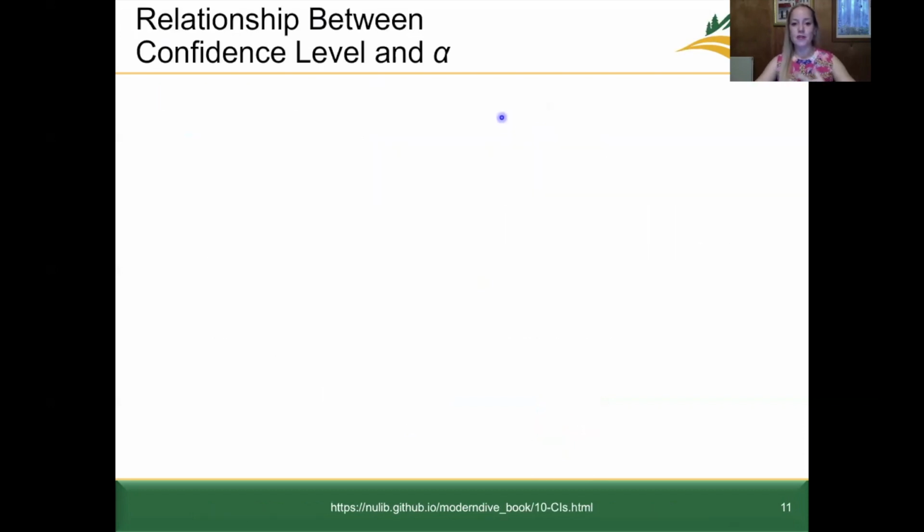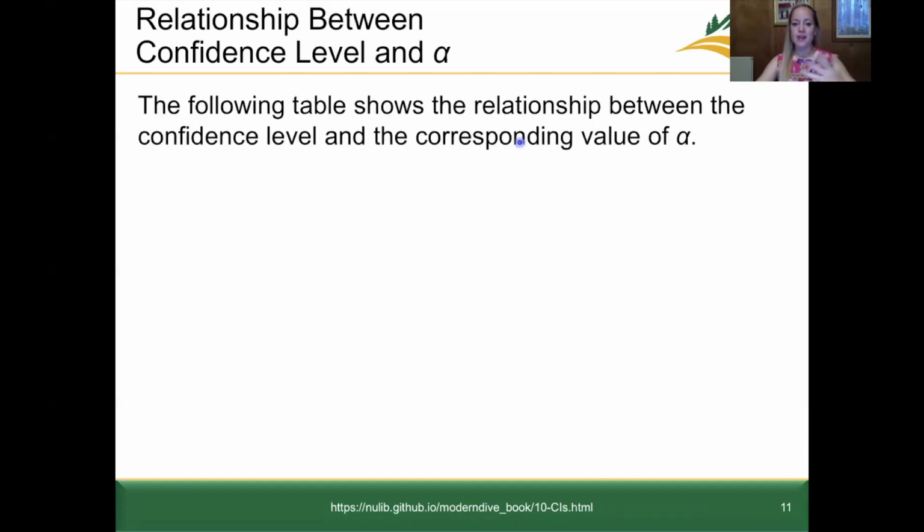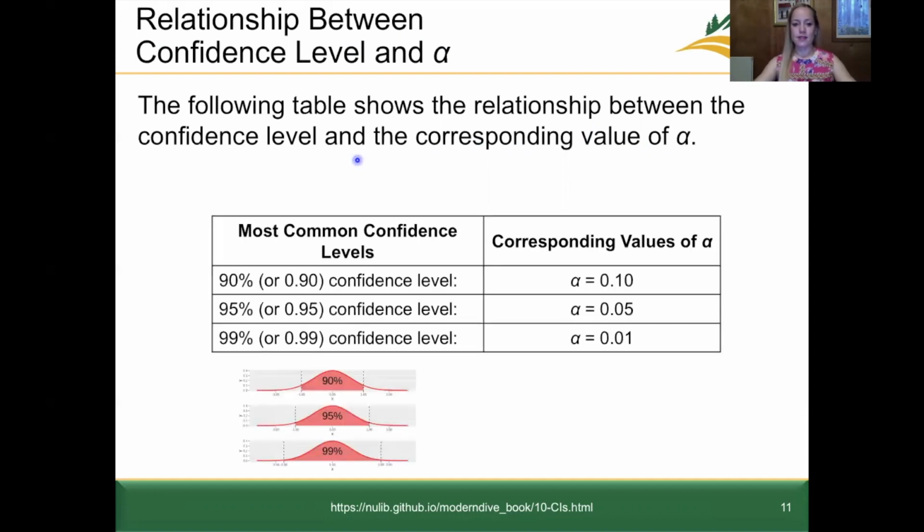Let's talk more about the relationship now between the confidence level and this notation alpha. Remember, we take 1 minus alpha to get the confidence level. Then in this table here, we have some of the most common confidence levels, and you've seen them pictured in a previous slide. For example, if we're told that alpha is 0.1, taking 1 minus alpha is going to be 0.90. Converting 0.90 into a percentage then is 90%.